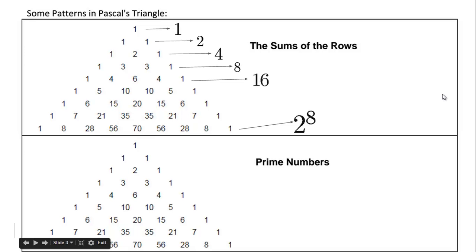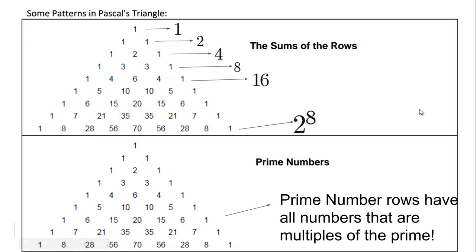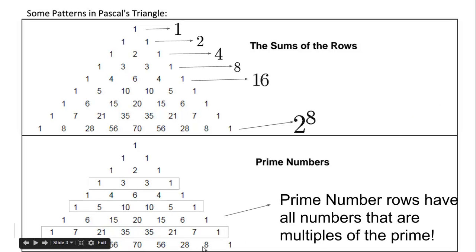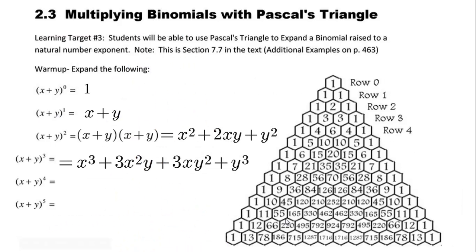Prime numbers are a little bit interesting as well. In any prime number row, all the numbers in there are factors of the prime. And so we can see 3, 3, 1, 1, 5, 10, 10, 5, 1, 1, 7, 21, 35. That's where it really starts to become apparent. If you look back at the triangle, if you have a prime number like 11, these are all multiples of 11. 13, these are all multiples of 13. So that gets pretty interesting.